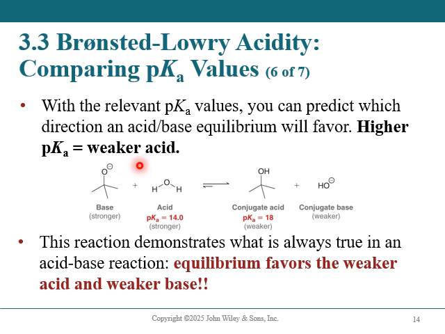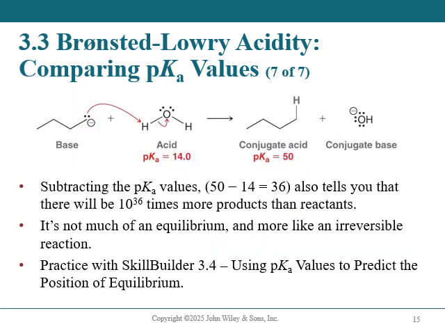So what that means is that these two species right here are going to react to a rather large extent simply because the acid that you get on the product side is much weaker. Subtracting the pK values also tells you that there will be 10 to the 4 times more product than reactants, at least for this specific example. We're no longer talking about the one on the last slide. 14 versus pK of 50. Like pK of 50, ridiculously weak, versus something that is much stronger by comparison.